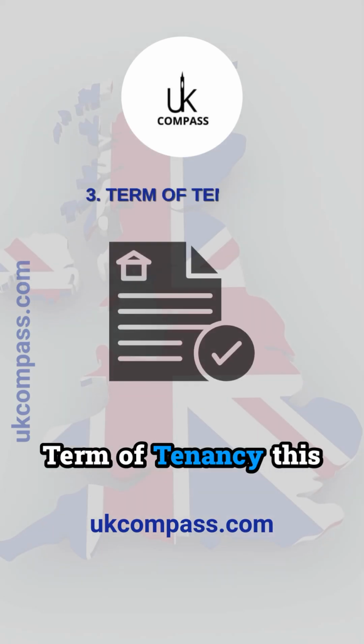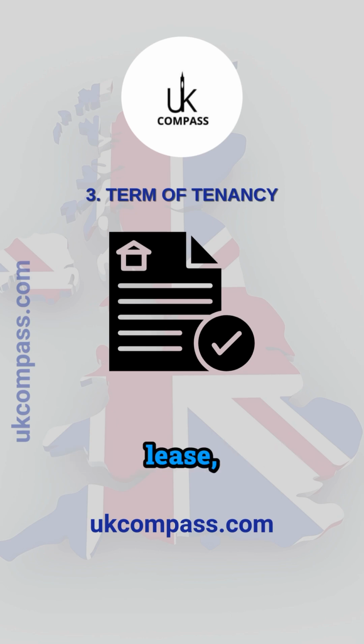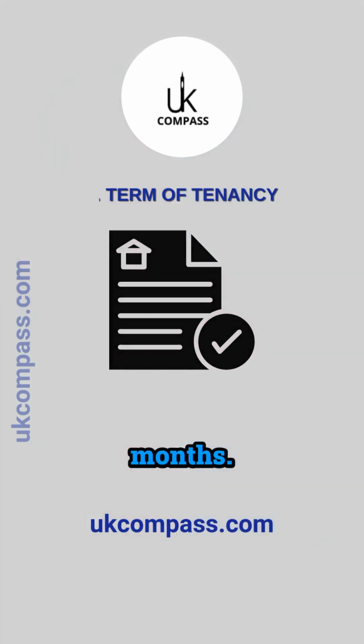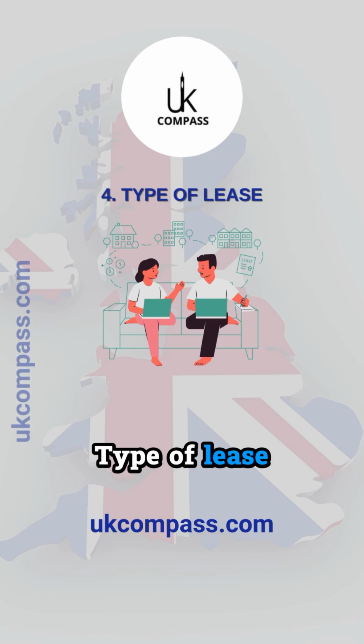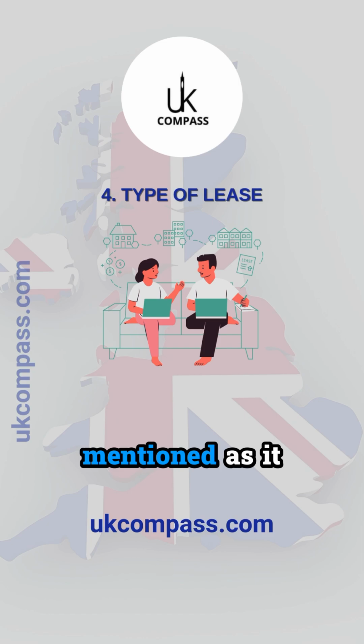3. Term of tenancy. This clause outlines the start and end dates of your tenancy. If it's a fixed-term agreement, it will also define the duration of the lease, commonly 6 or 12 months. 4. Type of lease. Tenancy agreements usually fall under assured short-hold tenancies, ASTs, for private rentals. Make sure the type of lease is clearly mentioned, as it determines your legal rights and obligations.